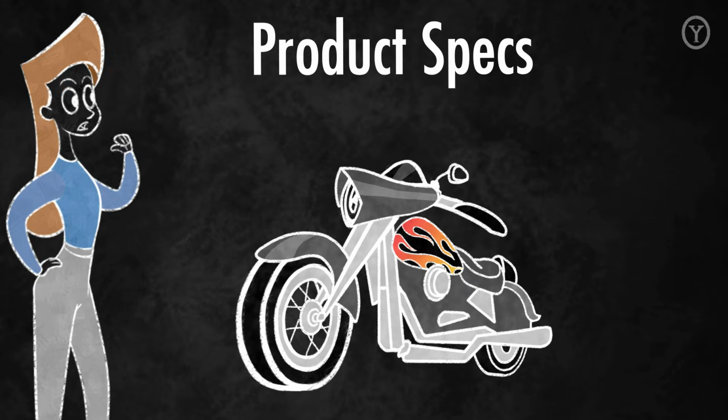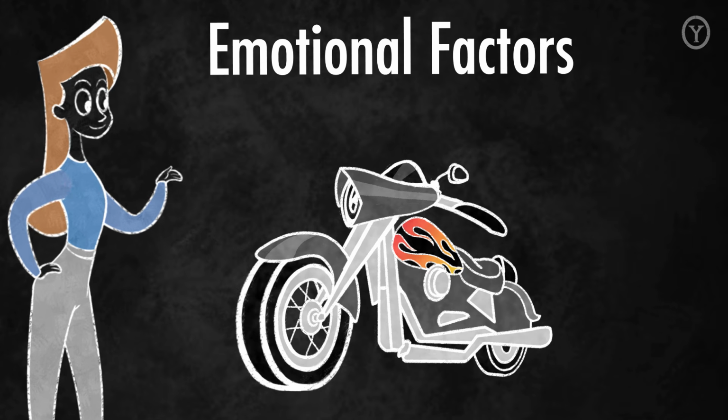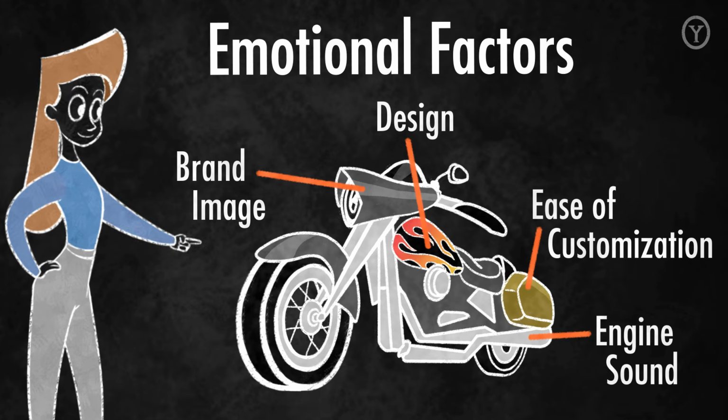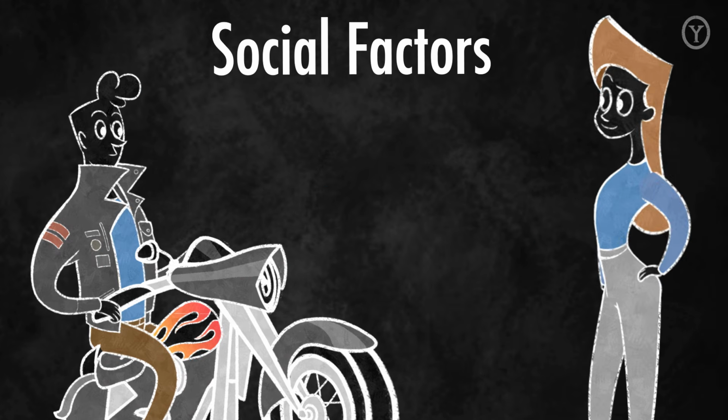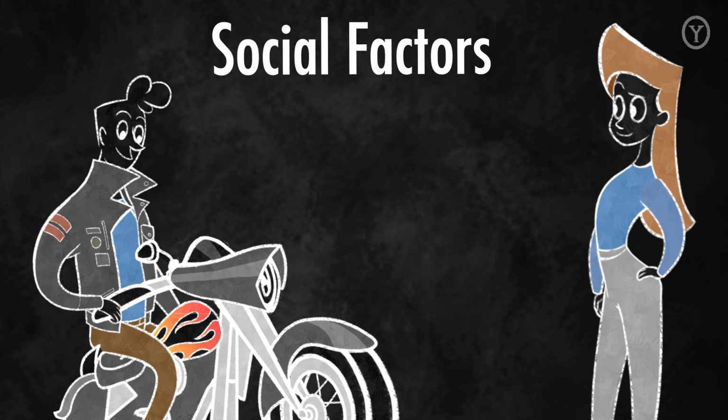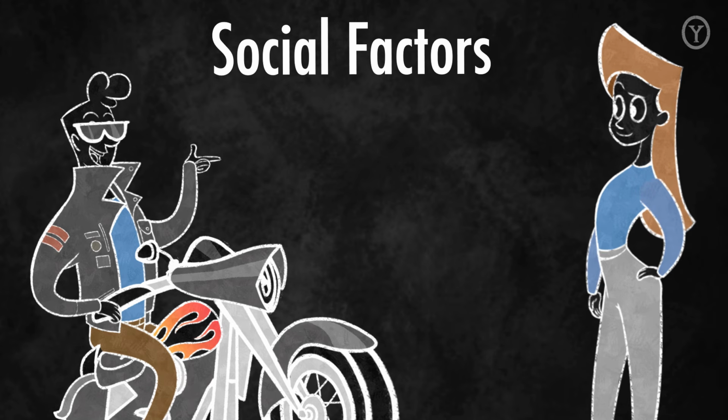Emotional factors may be equally or more important to product specs. These might include attributes such as engine sound, design, brand image, and ease of customization. Also consider social factors, such as the ability to meet new people through a riding community, or the way being a Harley owner contributes to personal reputation.